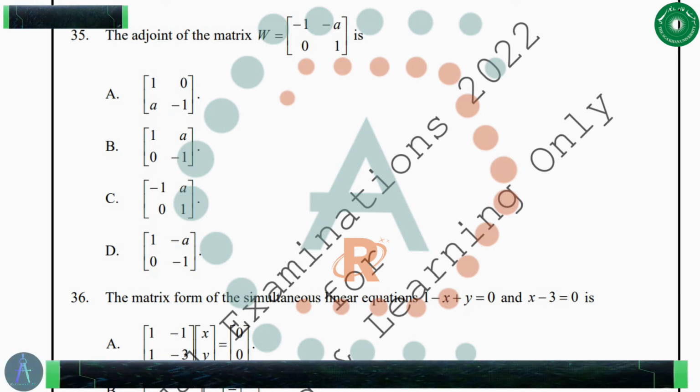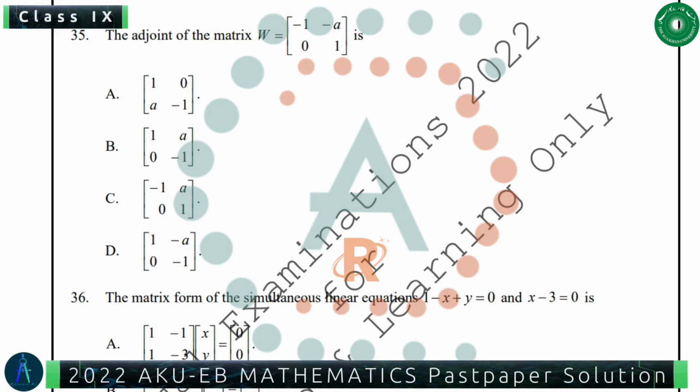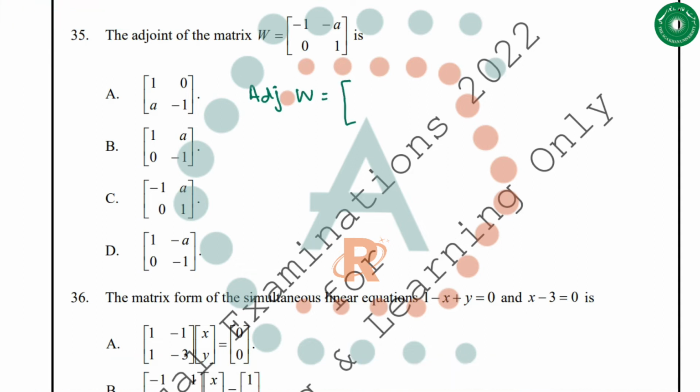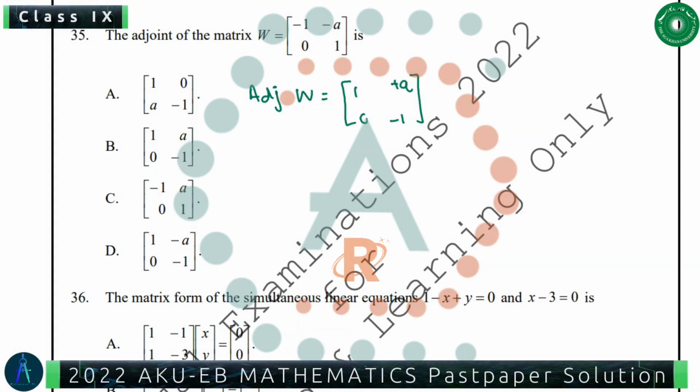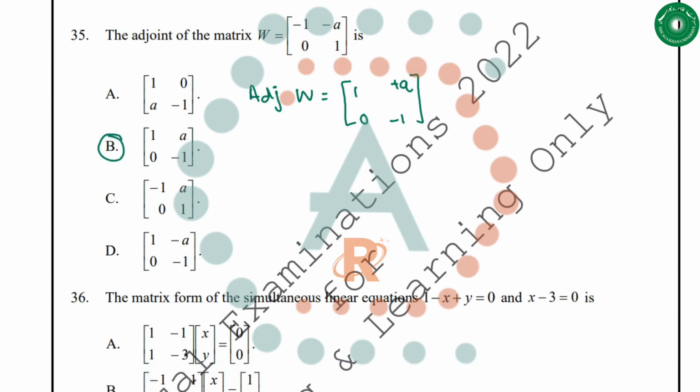Then we have to find the adjoint of matrix W. So adjoint मालूम करते हैं इस matrix W का. So for adjoint हम diagonal elements को replace कर देते हैं और जो upper lower diagonals हैं उनकी signs को change कर देते हैं. So this will become the adjoint of matrix W. So the correct answer is option B.